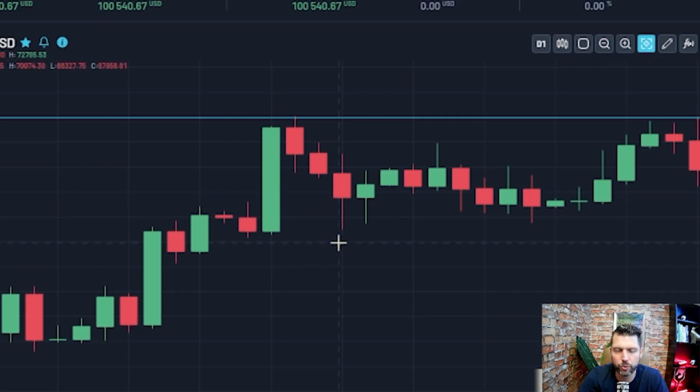Most charting platforms these days allow you to change the color. So if you don't like red or green and you have a different color preference, use what you want. It doesn't really matter as long as you can easily identify the chart that you're looking at.